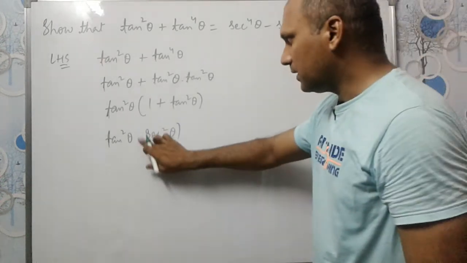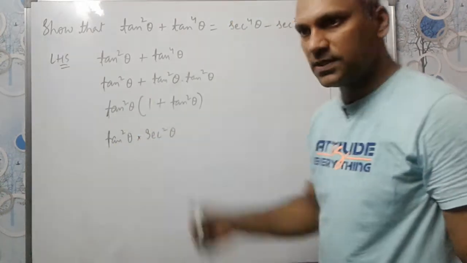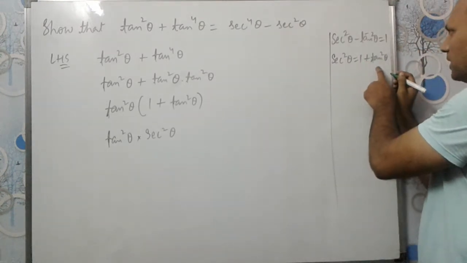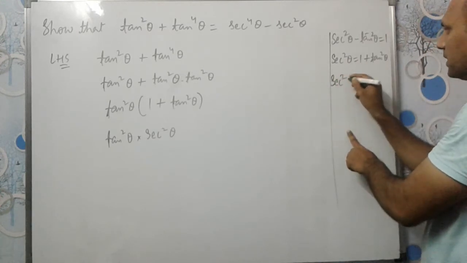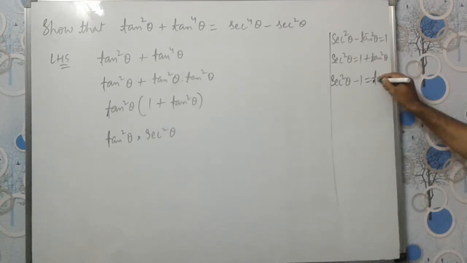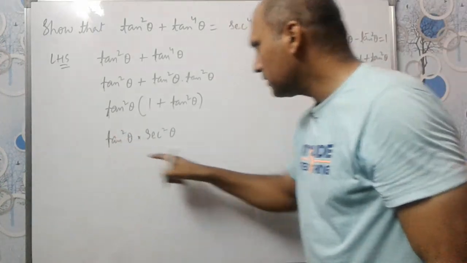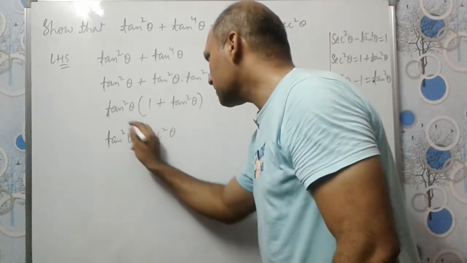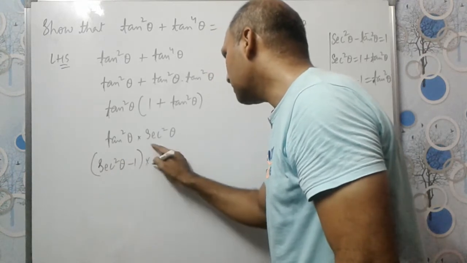Now let us try to convert this tan also in terms of secant. How can we do that? We have tan square here and secant square here. If we send 1 to this side, it will become secant square minus 1, that is, secant square theta minus 1 is equal to tan square theta. So in place of this tan square theta, can we write secant square minus 1? Yes. So in place of this tan square theta, let us write secant square minus 1 multiplied by this secant square.